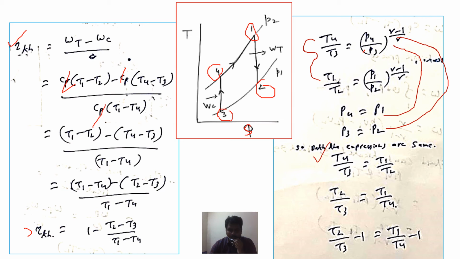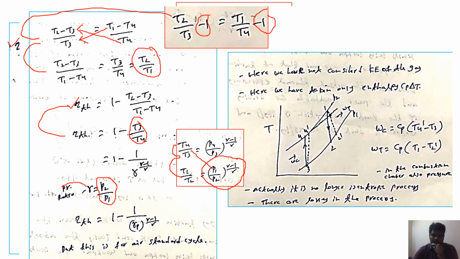So here P2 by P1 is the R. R is the pressure ratio. So this equation we can write it as, in the place of T3 by T4, 1 by R power gamma minus 1 by gamma. So finally thermal efficiency equals 1 minus 1 by RP, meaning pressure ratio, whole power gamma minus 1 by gamma.